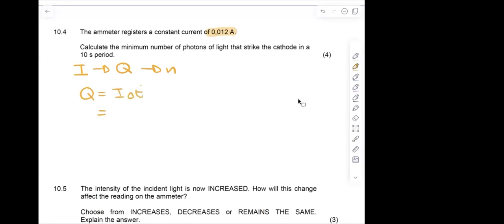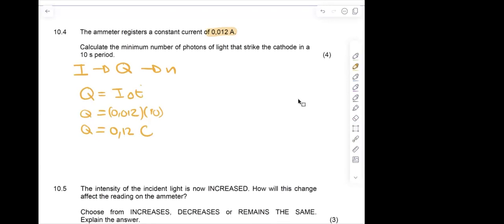The current we were given was 0.012. The time was a 10-second period, and that's in the right SI unit. That's just going to be 10. So we should then have a charge of 0.12 coulombs, right? So 0.12 coulombs. I need to now find, that's the charge that has moved through. How many electrons is that?